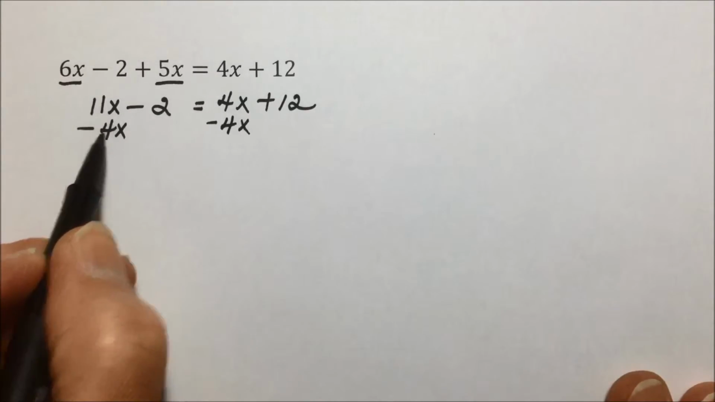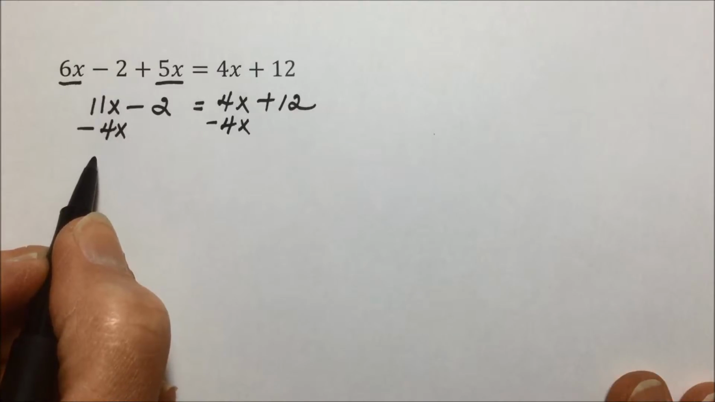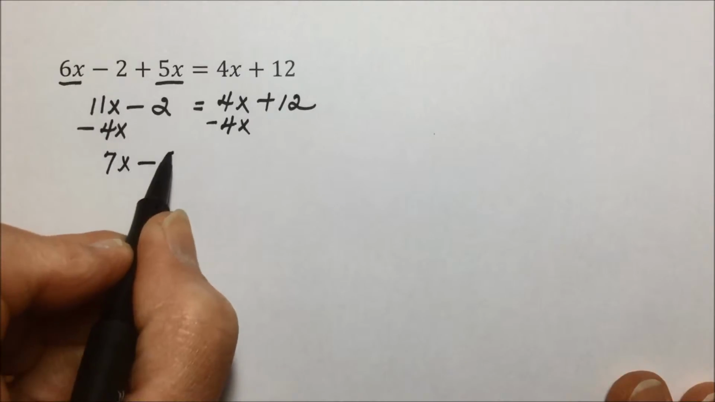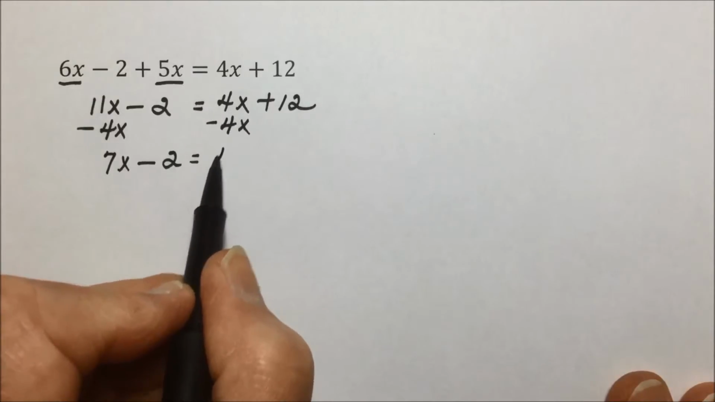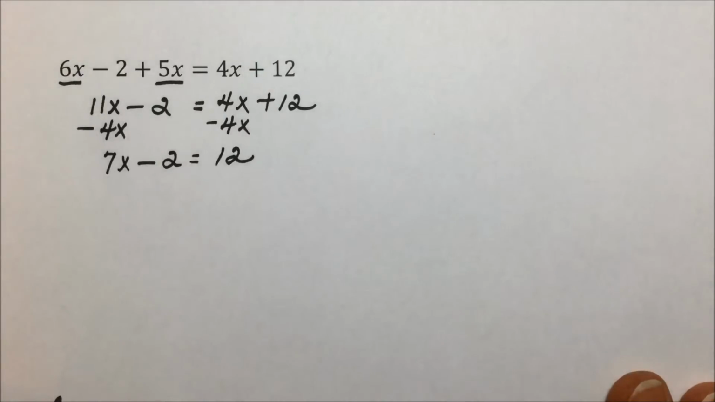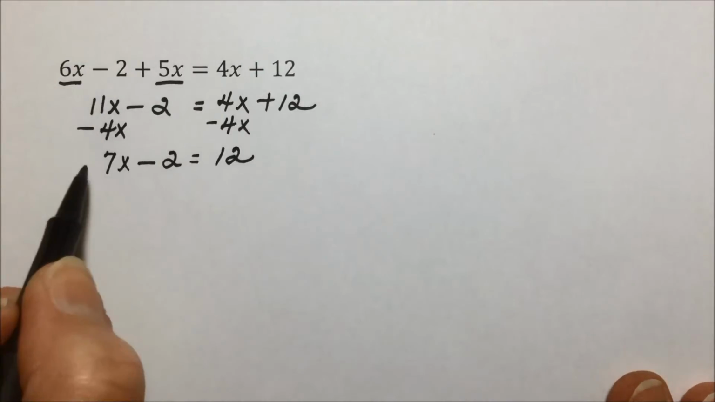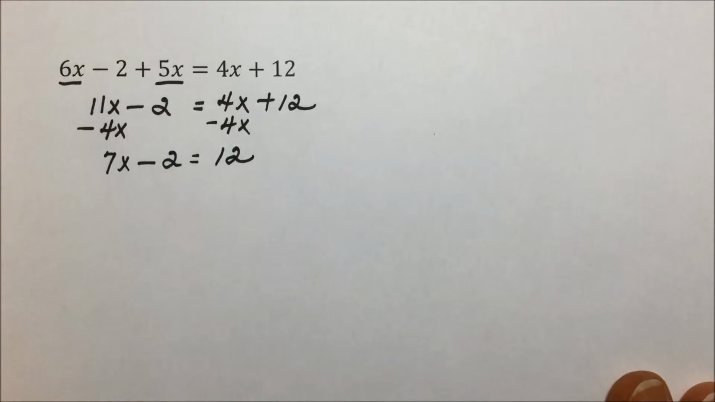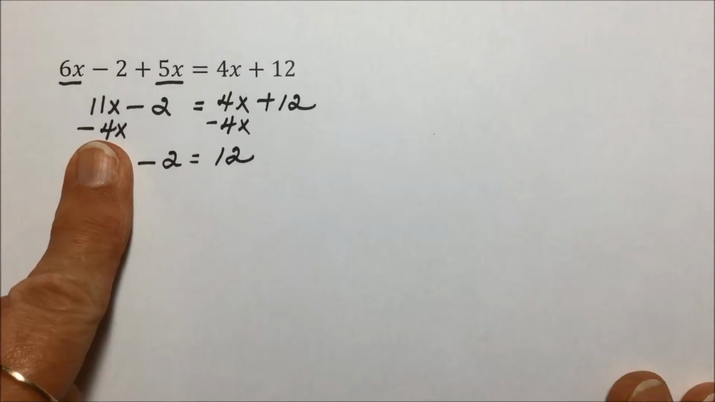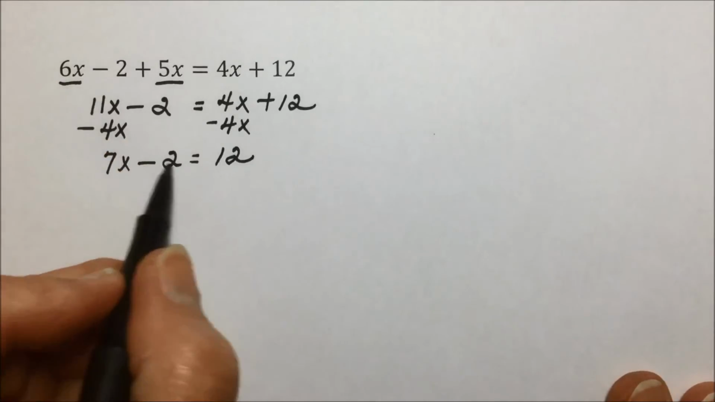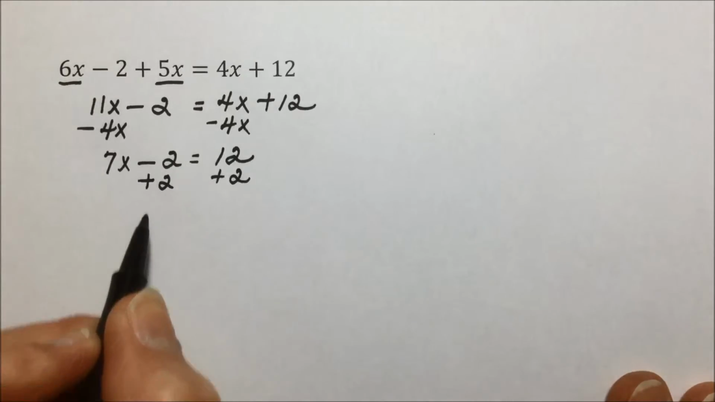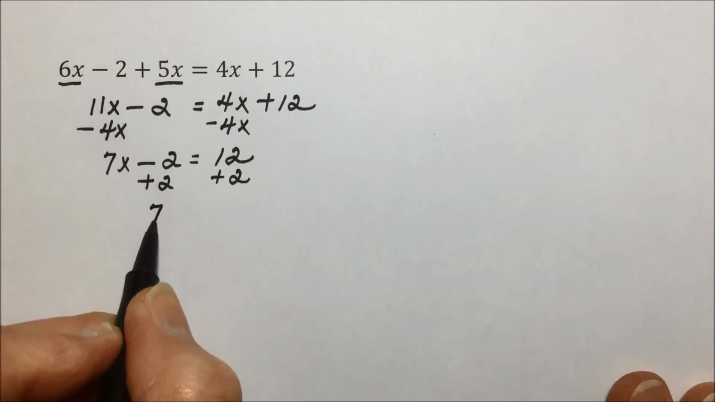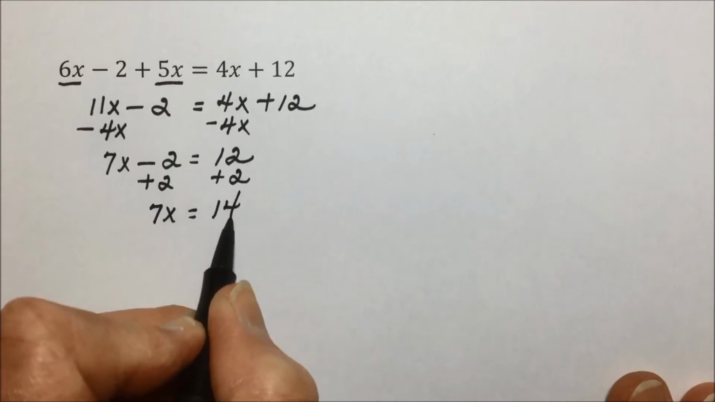Simplifying this, 11x minus 4x leaves us with 7x and the minus 2 that we didn't do anything with. 4x minus 4x is gone, leaving 12. We've simplified both sides as far as we can. We have the variable on one side, and now we're after eliminating everything happening to the variable. The first thing that we need to do is to undo that subtraction of 2 by adding 2, maintaining equality. We do that to both sides. The 2's cancel out, leaving us 7x is equal to 14.